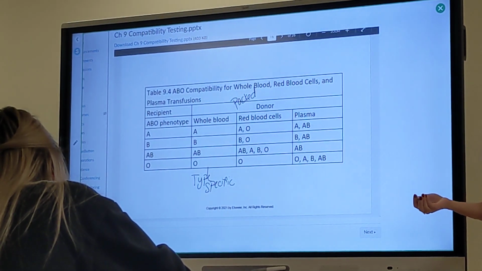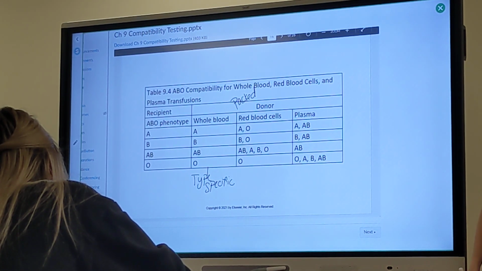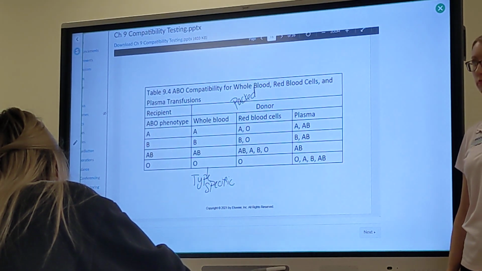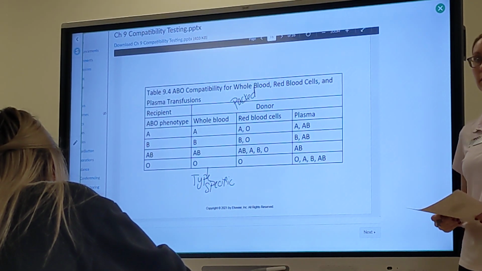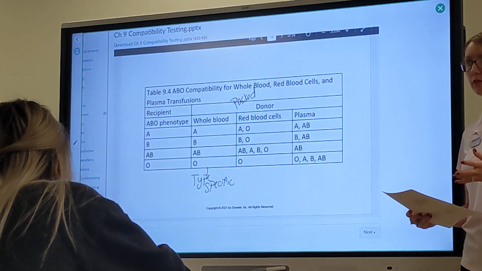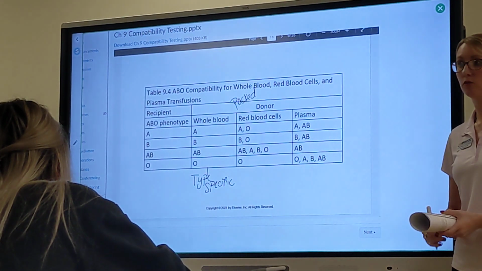What if there's no O's on the shelf and you need blood for an O person? There is no alternative. So that's why they don't give O's to anybody that they don't need to give them to. So if you have an emergency, what are you gonna give? O. You're gonna give O.